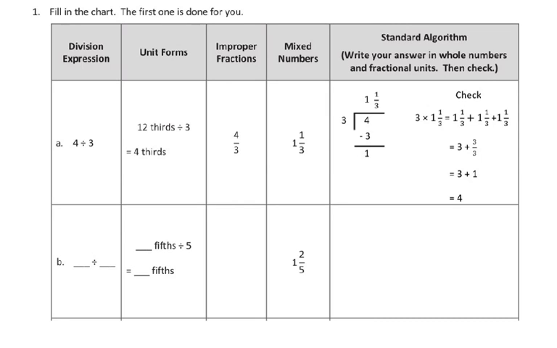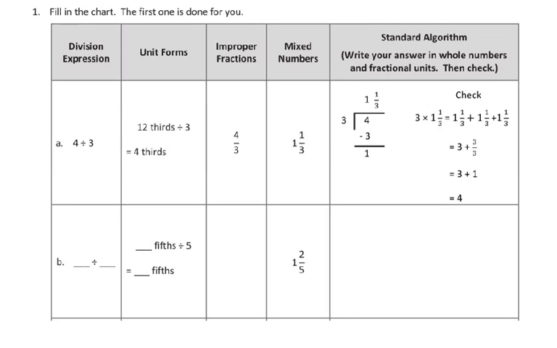Each of the columns represents something different. The first one is the division expression, and that is left blank for us. The second column is unit forms. The third one is improper fractions. The fourth column is mixed numbers, and then the standard algorithm.